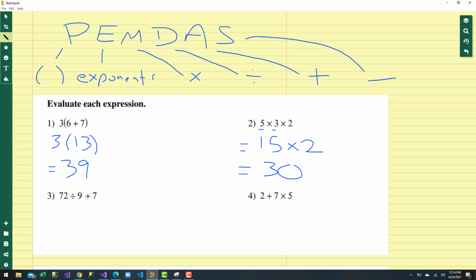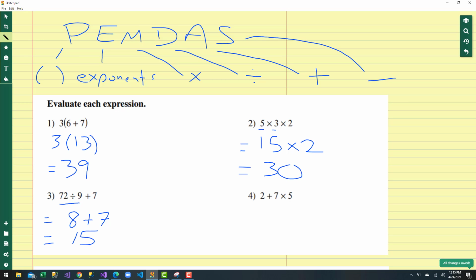All right, problem number 3. It looks like we have no parentheses, no exponents, no multiplication, but we have division. Remember, this is the exact order you have to follow, PEMDAS. Multiplication, division always come before addition, subtraction. So if you're confused here, follow PEMDAS. All right, so it looks like I have division, so I do that first. 72 divided by 9 is equal to 8. Then I copy the rest of the equation. And finally, after multiplication and division, I go to addition, subtraction. 8 plus 7 is equal to 15, and you're done.